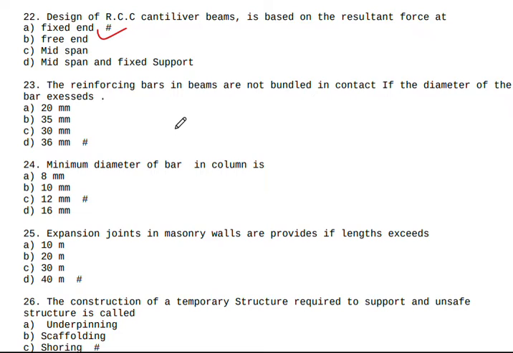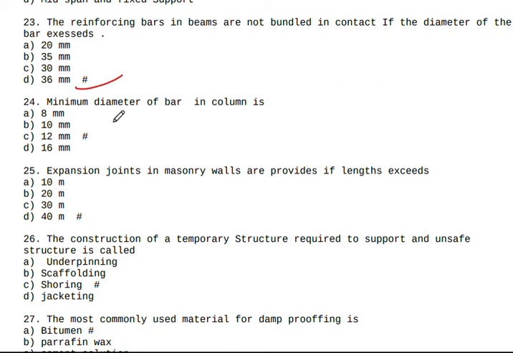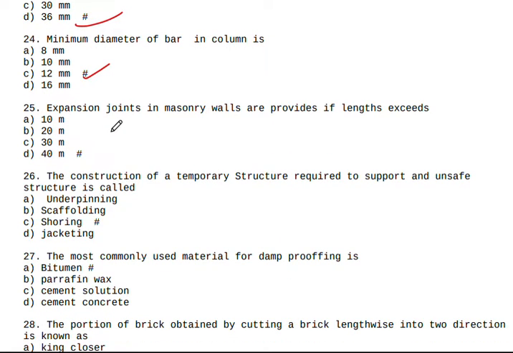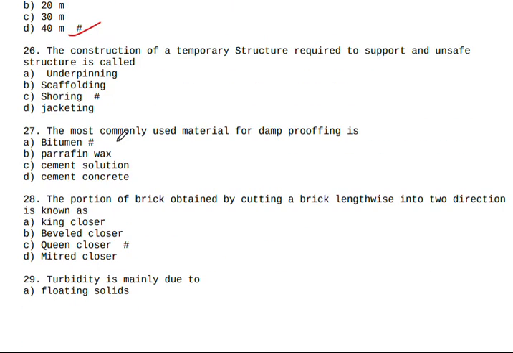The reinforcing bars in beams are not bundled in contact if the diameter of the bar exceeds 36 mm. Minimum diameter bar in column is 12 mm. Expansion joints in masonry walls are provided if length exceeds 40 meters.